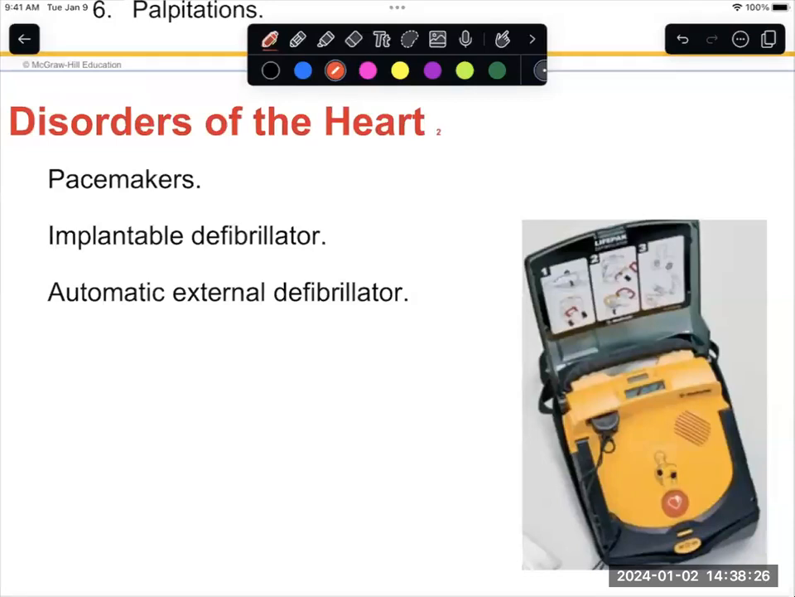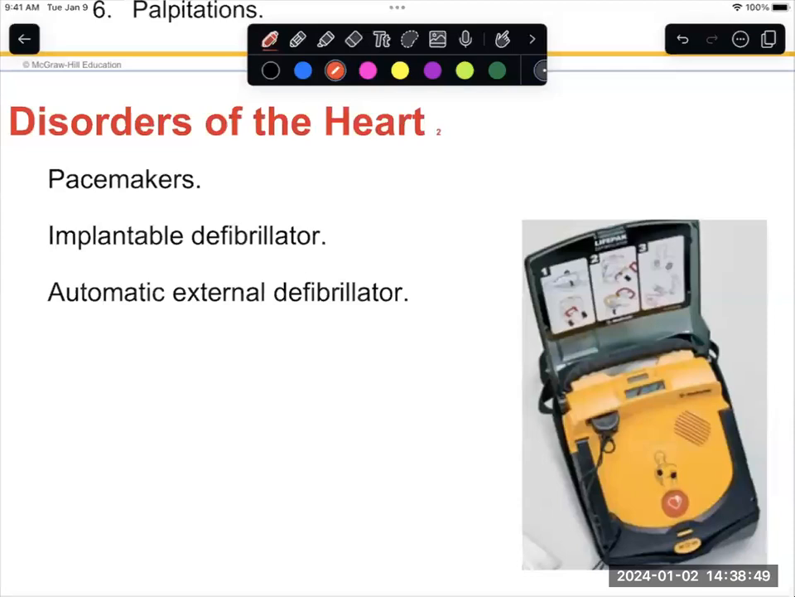We can put in an implantable defibrillator. This gives the heart a small electric shock when it goes into fibrillation to correct that rhythm, to get it back on its normal beat. That shock stops and resets the heartbeat.